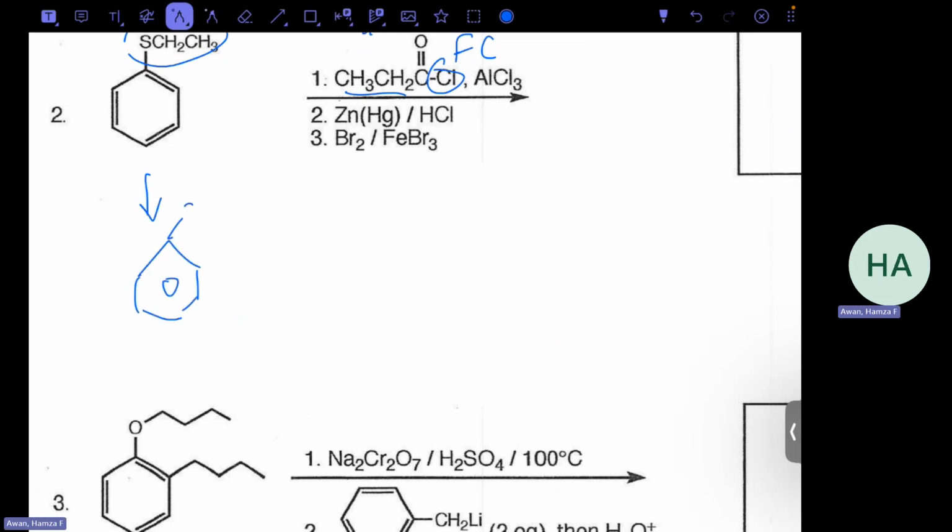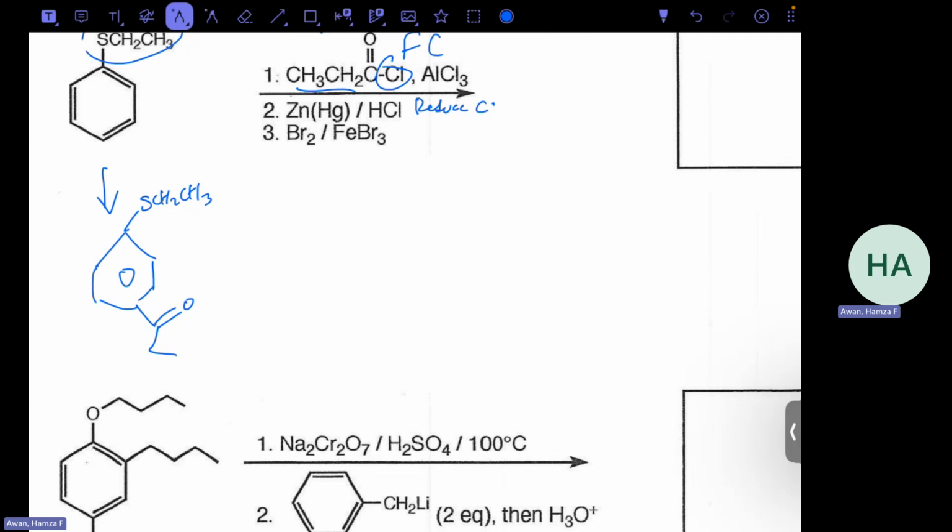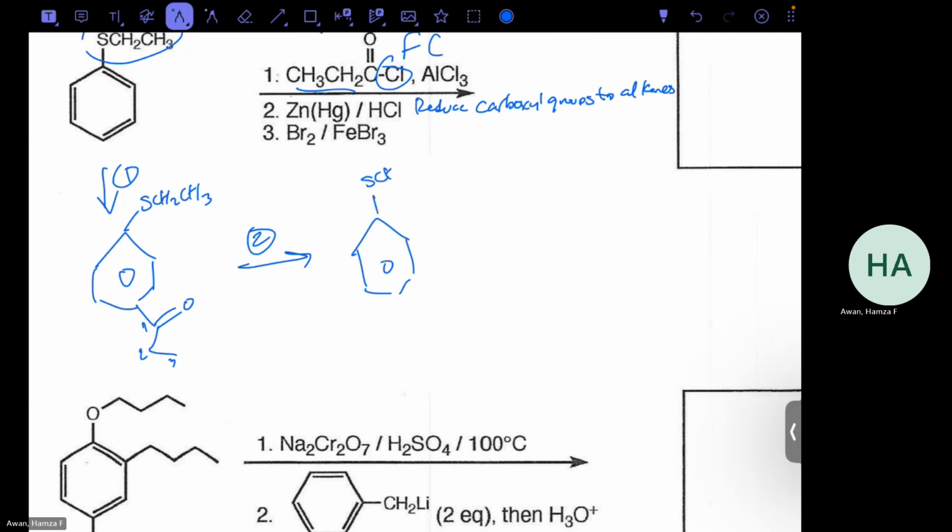So put it all together. Okay. And then next, Zn(Hg)/HCl. This is going to reduce our carbonyl groups to alkanes. So this double bond O is no longer going to exist, and instead it's just going to be a 1, 2, 3 carbon alkane, right? So that's going to be number 2. 1, 2, 3. So that's a 3 carbon chain, right?